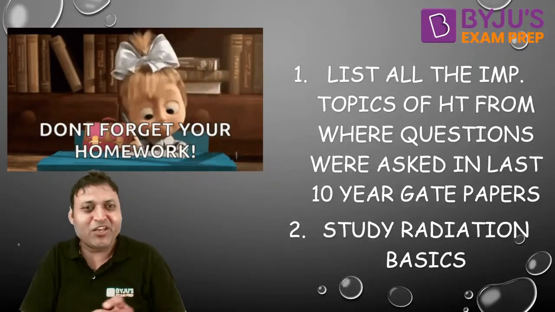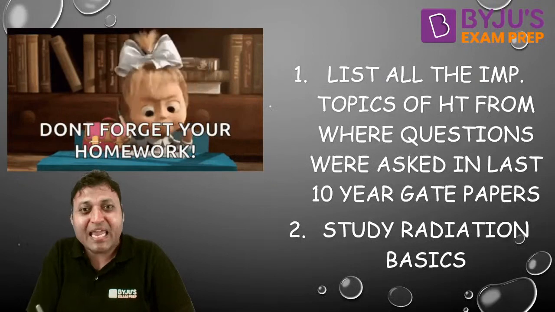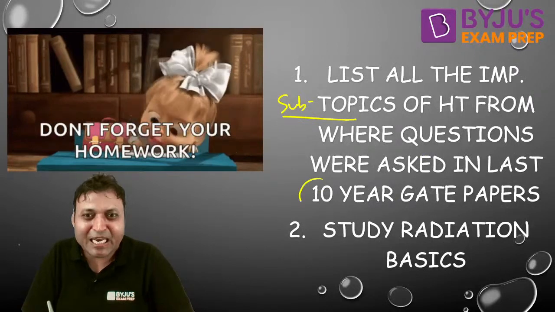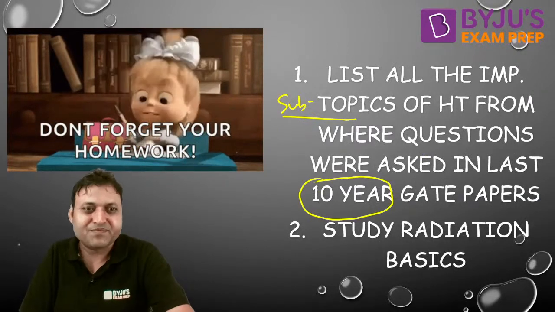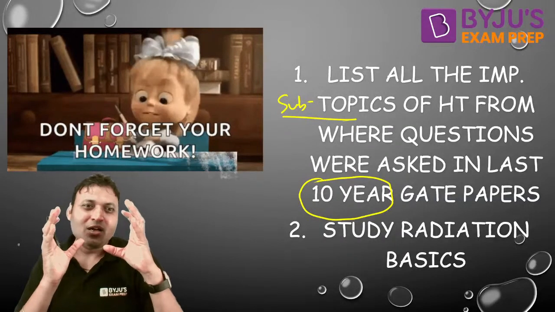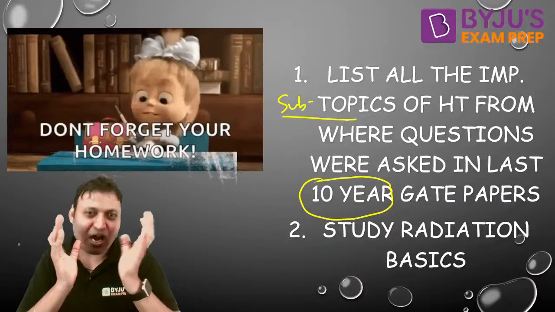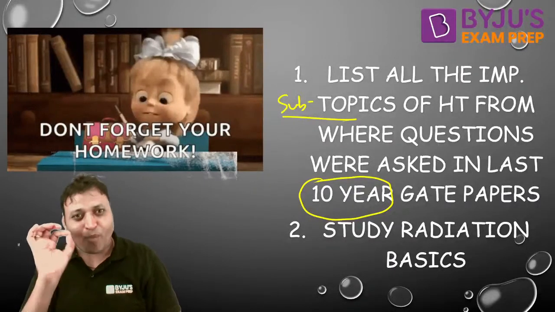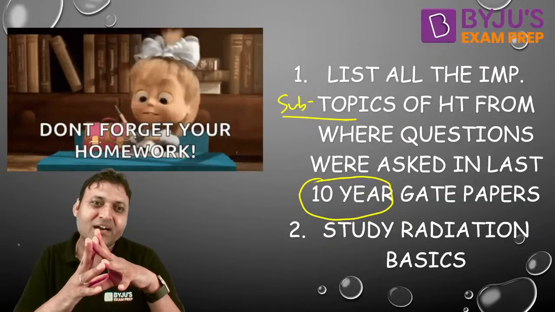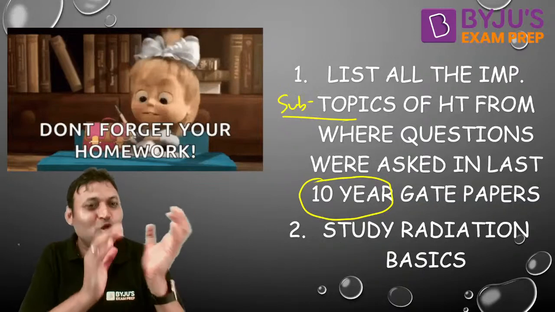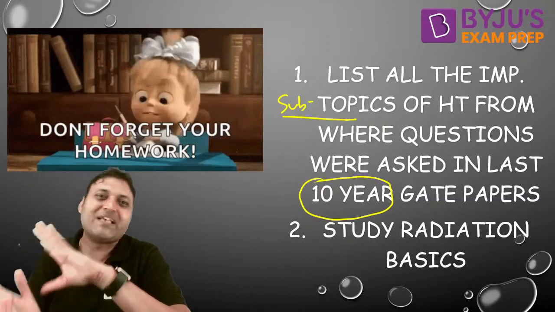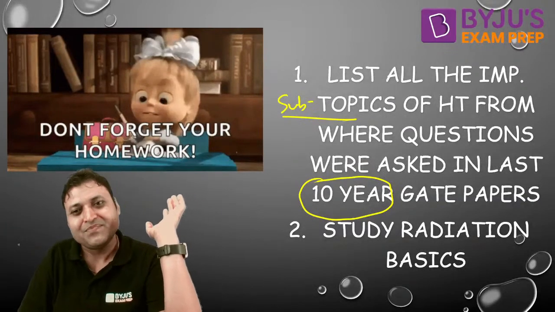But I am giving you the assignment. List all the important subtopics of heat transfer which appeared in the previous 10 years of GATE papers. Once you have the list of all the important subtopics, then you will be able to plan your strategy accordingly to cover all the topics, because the topics which have been covered in the last 10 years, the questions will appear in GATE 2023 from those topics only. The questions never get repeated, but the topics always get repeated in each and every paper.